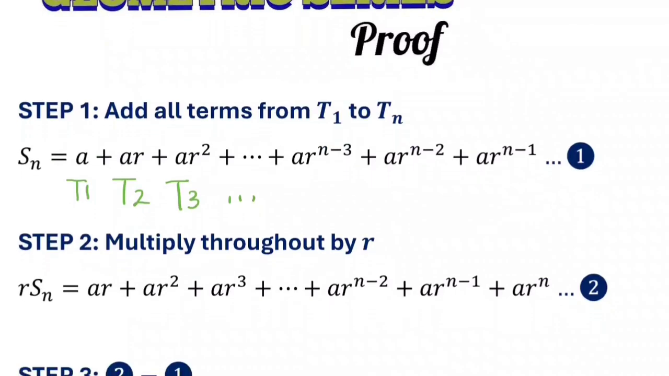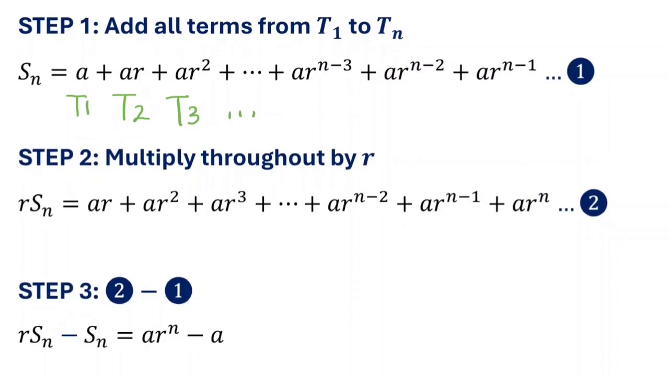Step 2 is to multiply throughout by R. Multiplying the left-hand side by R, we end up with R Sn. We are then going to multiply each term with R. If we multiply the first term A with R, we have AR. If we multiply the second term, AR times R is going to give us AR squared.